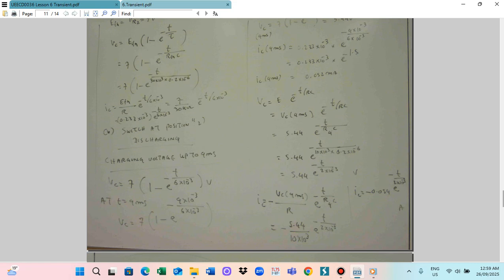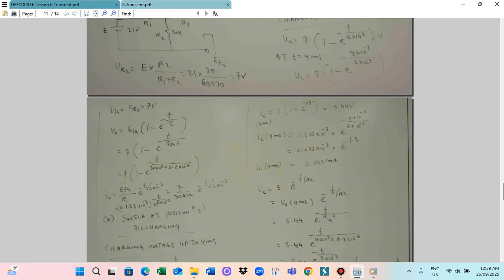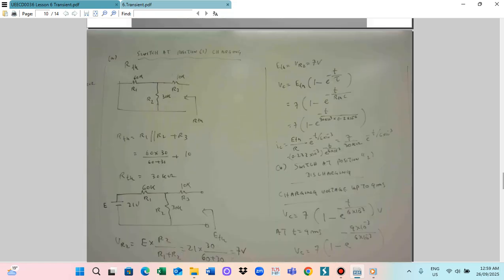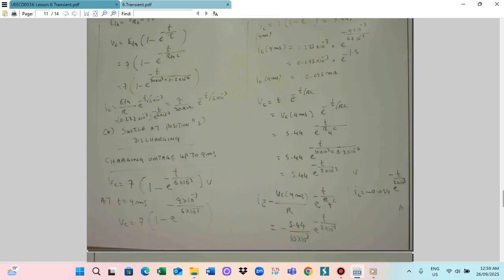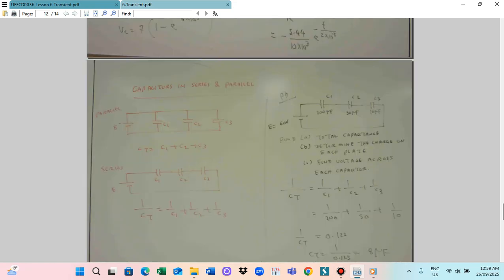At position 2, the circuit is totally off. So the 10 volt is charged in the capacitor C, so the capacitor VC is 10 volt. IC is 0 because at position 2 all the circuit is off and no current will flow. So the IC is equal to 0. This is for the answer C.